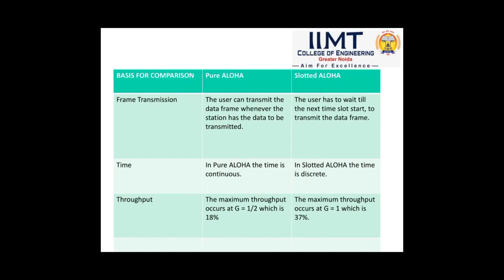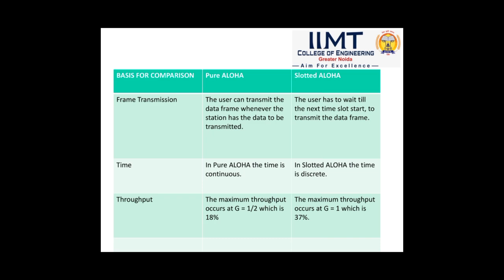Now we see the comparison of pure Aloha and slotted Aloha. In pure Aloha, those stations who want to send data directly send whatever frame they have. In slotted Aloha, the channel is divided into different slots, and stations utilize one slot one by one.